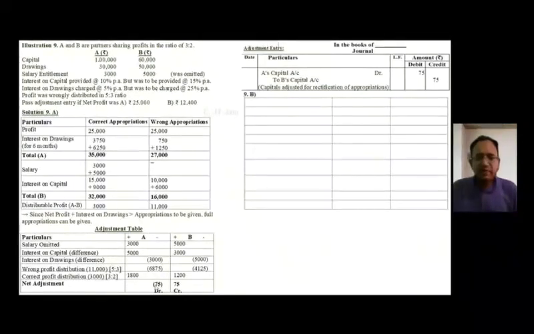A's capital we have to debit. So A's capital account debit. B's capital account is to be credited. So to B's capital account amount 75. And in narration we will write capitals adjusted for rectification of appropriations.